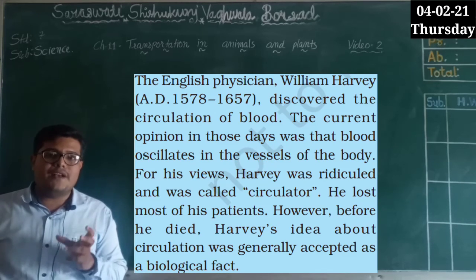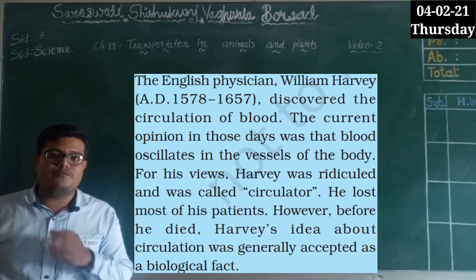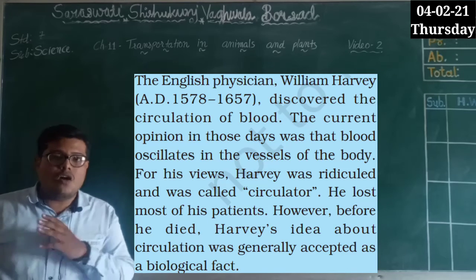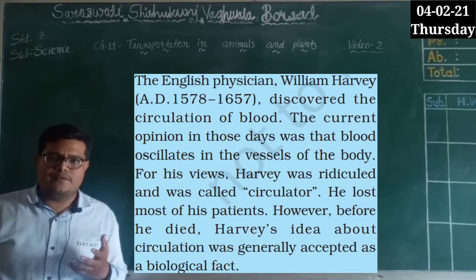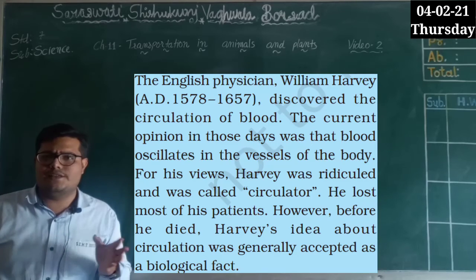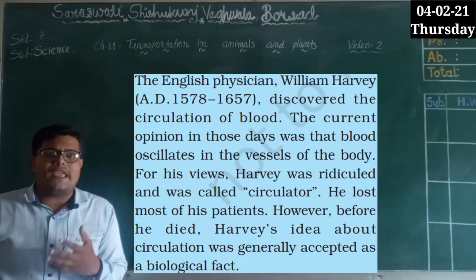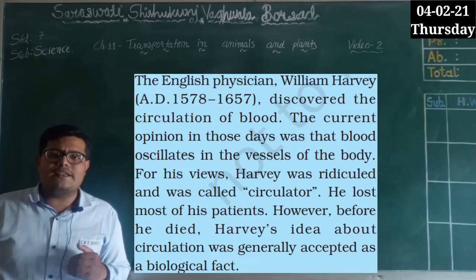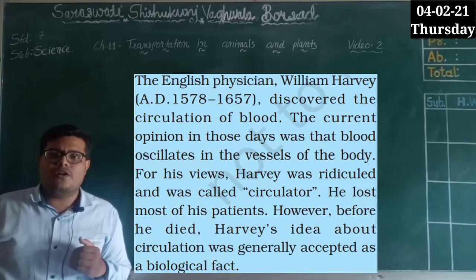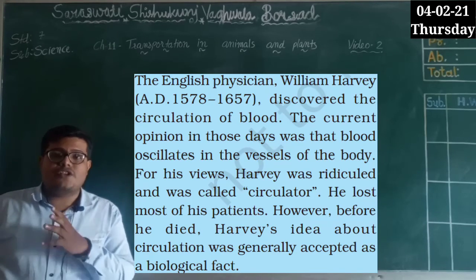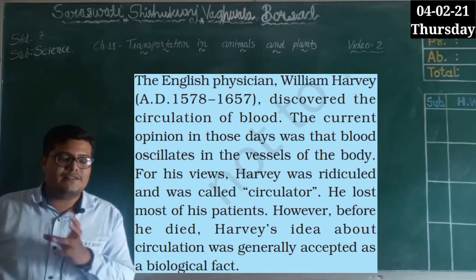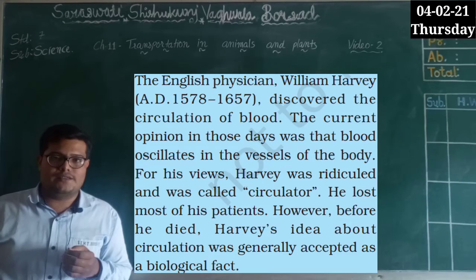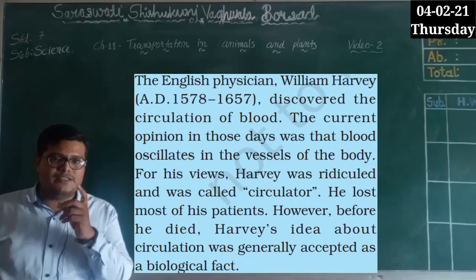Before that, everyone had a concept, or we can say opinion, of the oscillation of the blood inside the blood vessels of the body. Oscillation, right, that you are studying? In 7th standard also you have studied oscillation, right? So he became impatient. He did many researches, and just before his death, everyone accepted it as circulation, meaning the blood circulation takes place inside the blood vessels. So this was a biological fact which is given in your textbook.